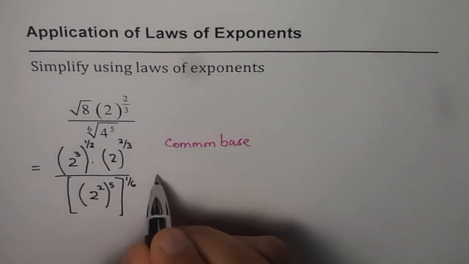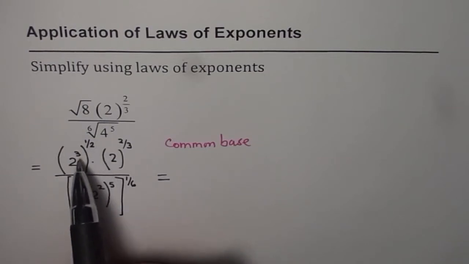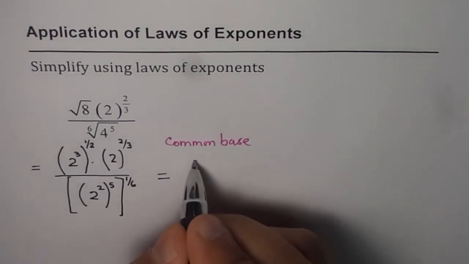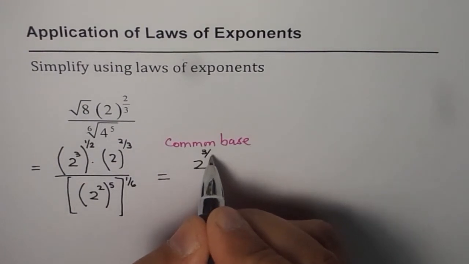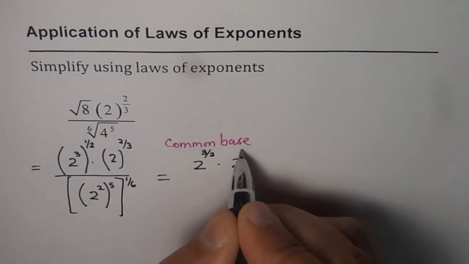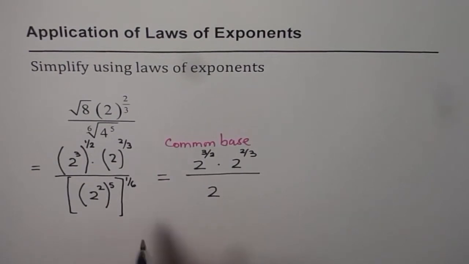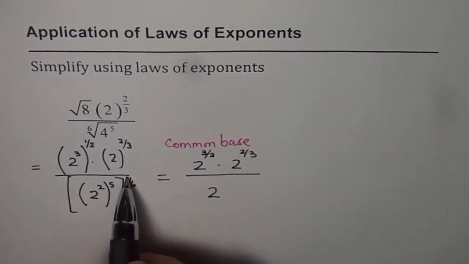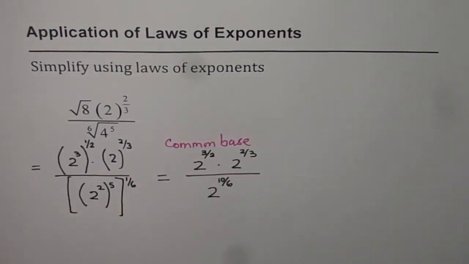So what I will do now is move on to the next step, which is we'll apply the power rule. When we apply the power rule, then we have to multiply, right? So we get 2 to the power of 3 over 2 for the first term, and here we have 2 to the power of 2 over 3, correct? The denominator for us is 2 to the power of 2 times 5 is 10, and then 10 over 6. So for the time being, I'll write this as 10 over 6. So this is what I have.